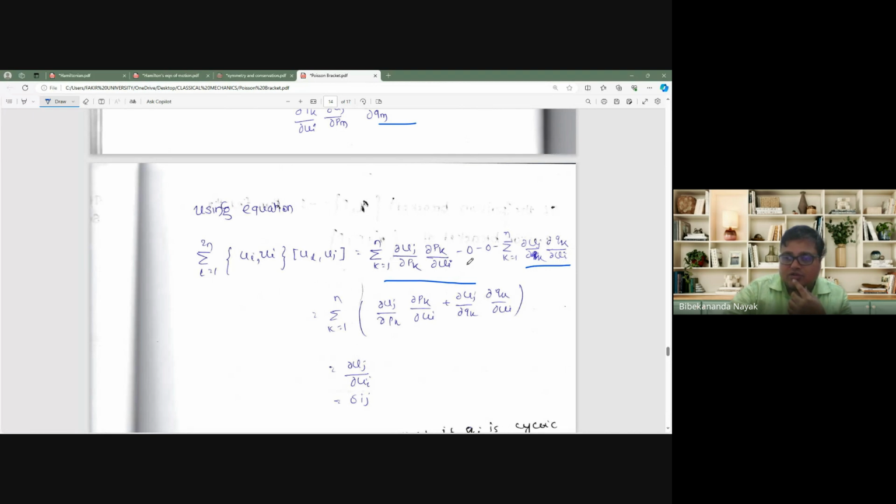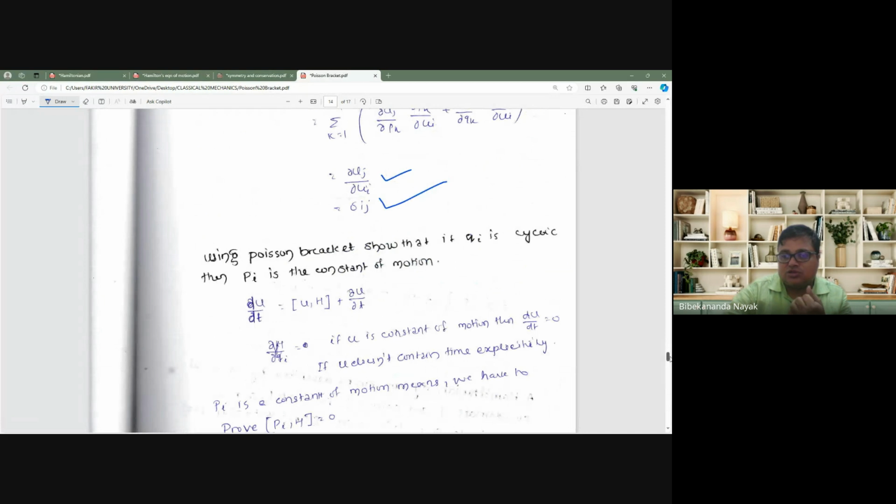So it is nothing but, if UJ is a function of QK, PK, then del UJ by del UI, that's the same function. If I is equal to J it is 1, if I is not equal to J it is 0, delta IJ. So this is true. Important question.